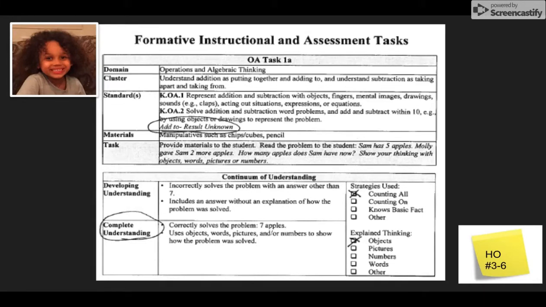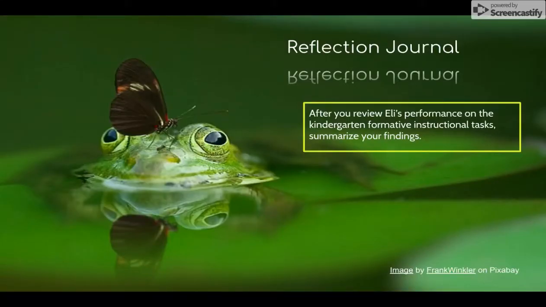Find handouts 3 through 6. Review Eli's performance on these kindergarten formative instructional tasks. Then, go to your reflection journal and summarize your findings. Pause the video here, and when you're completed with the reflection journal, return and continue.